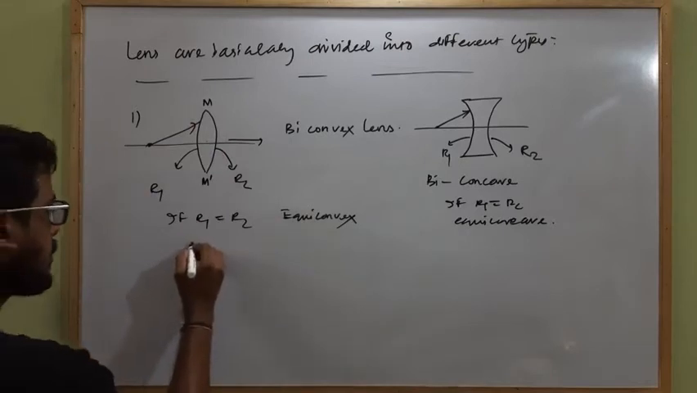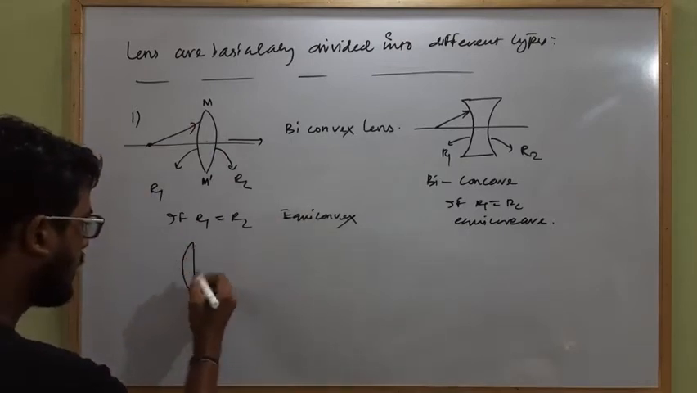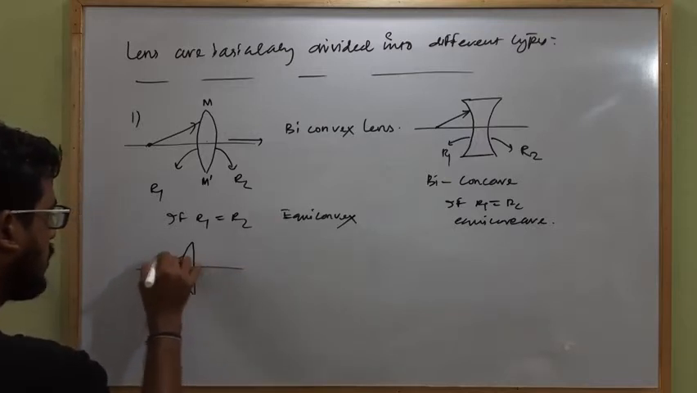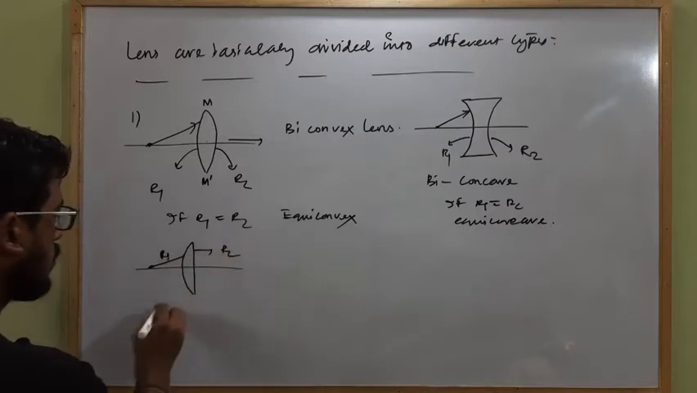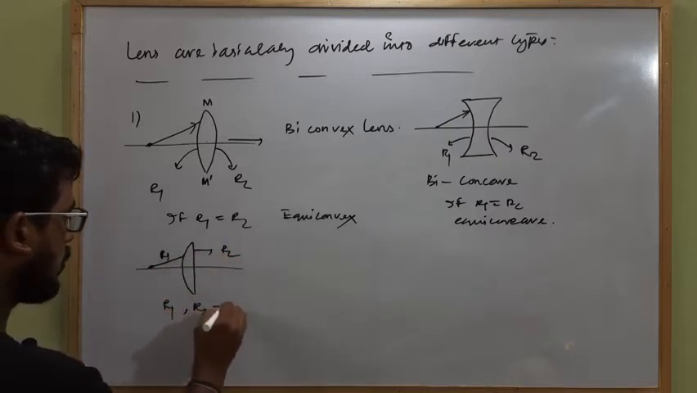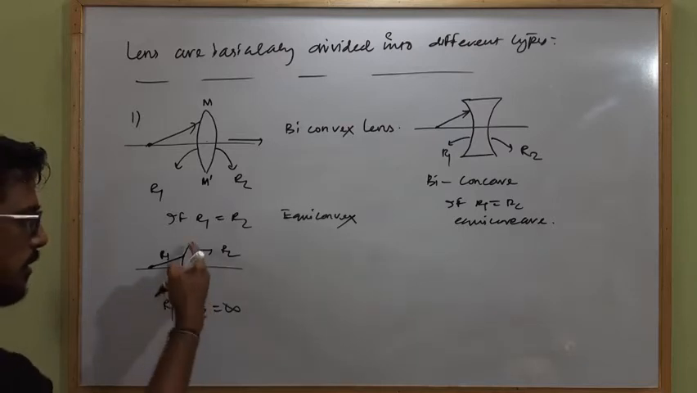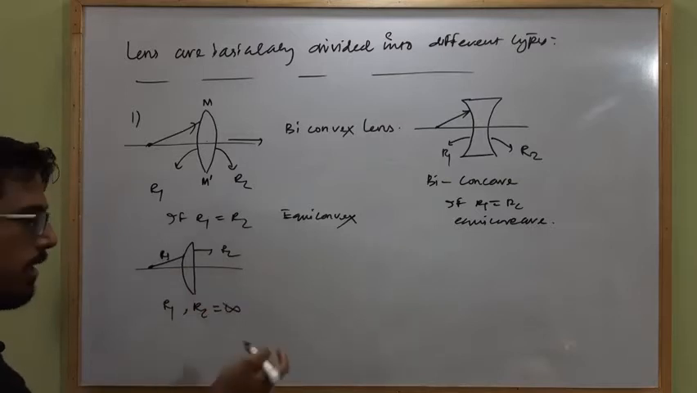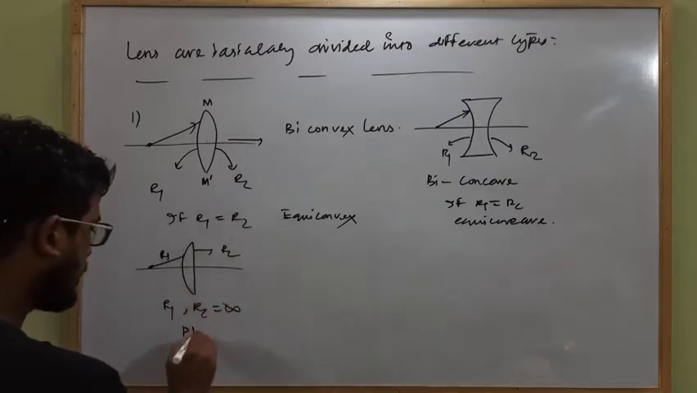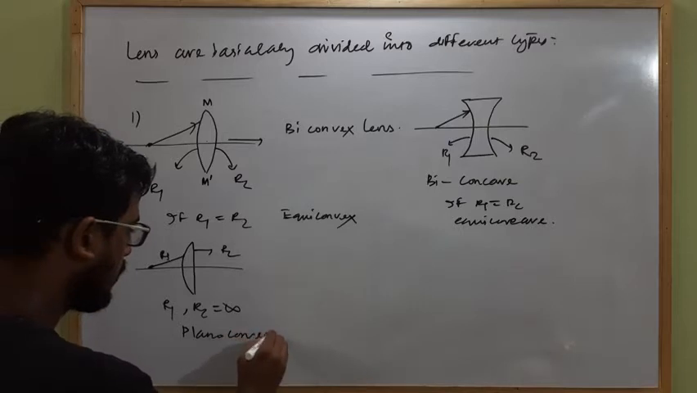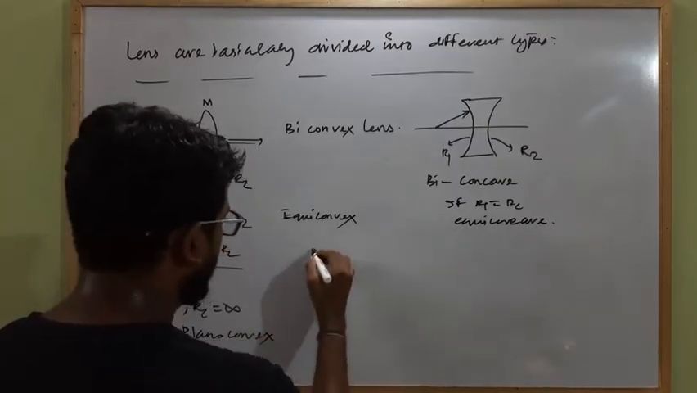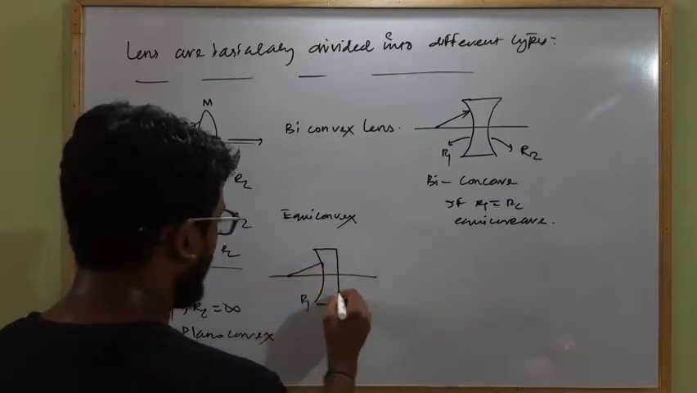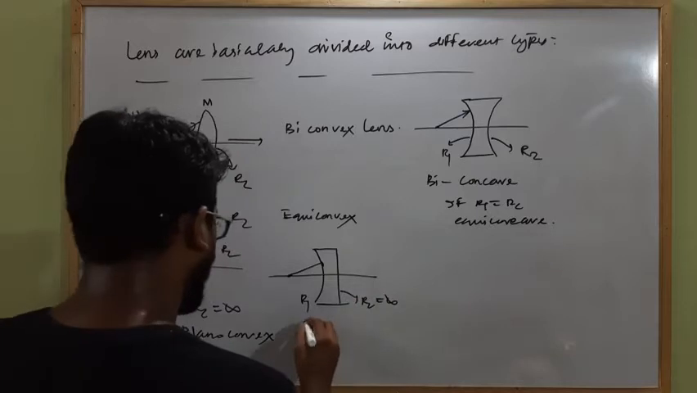If one of them is convex and the other one is plane, then if rays strike along this direction, it will be R1 and it will be R2. So here R2 equals how much? Infinite, because it is a plane surface, or it is a part of a very large sphere which has infinite radius. So here it will be planoconvex. Similarly, if one side is concave, the other side is plane, and light strikes along this direction, this will be R1, this one will be R2, which is equal to infinite, it will be planoconcave.